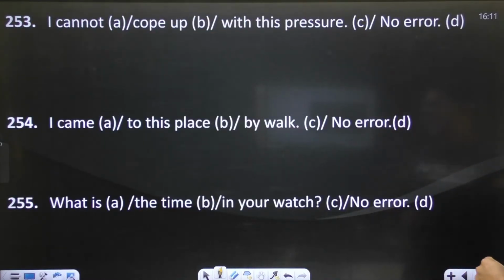Okay, next sentence: I cannot cope up with this pressure. So what do you think of this sentence?